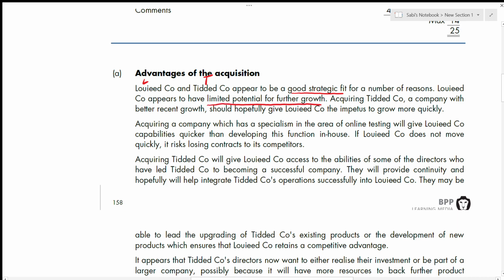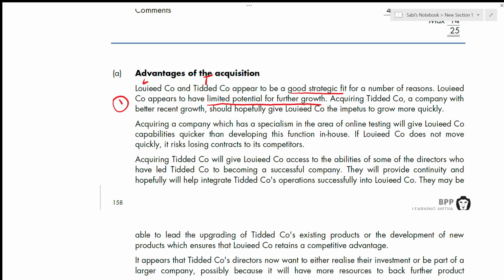Acquiring TDET company, how will it help? Because this company has a strong growth in profit. So acquiring TDET company, a company with better recent growth, should hopefully give L the impetus to grow more quickly. So this is one advantage. Briefly, it is told in one paragraph. First, you are saying the limitation of L company. Then you are saying why acquiring TDET company will help L company in this situation.